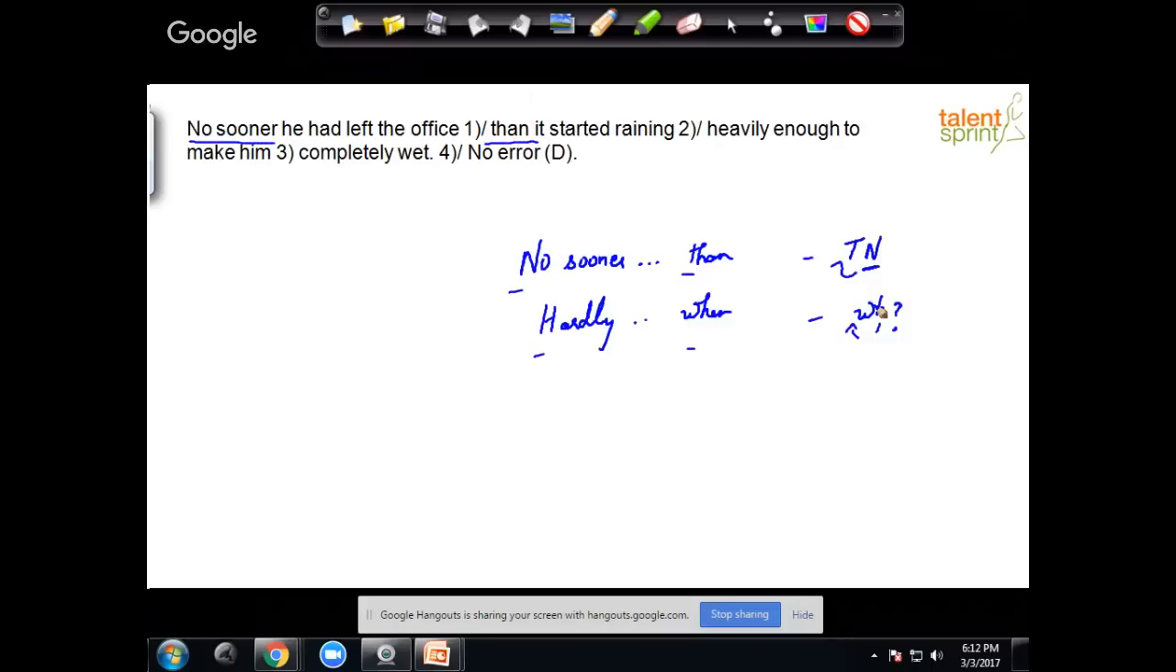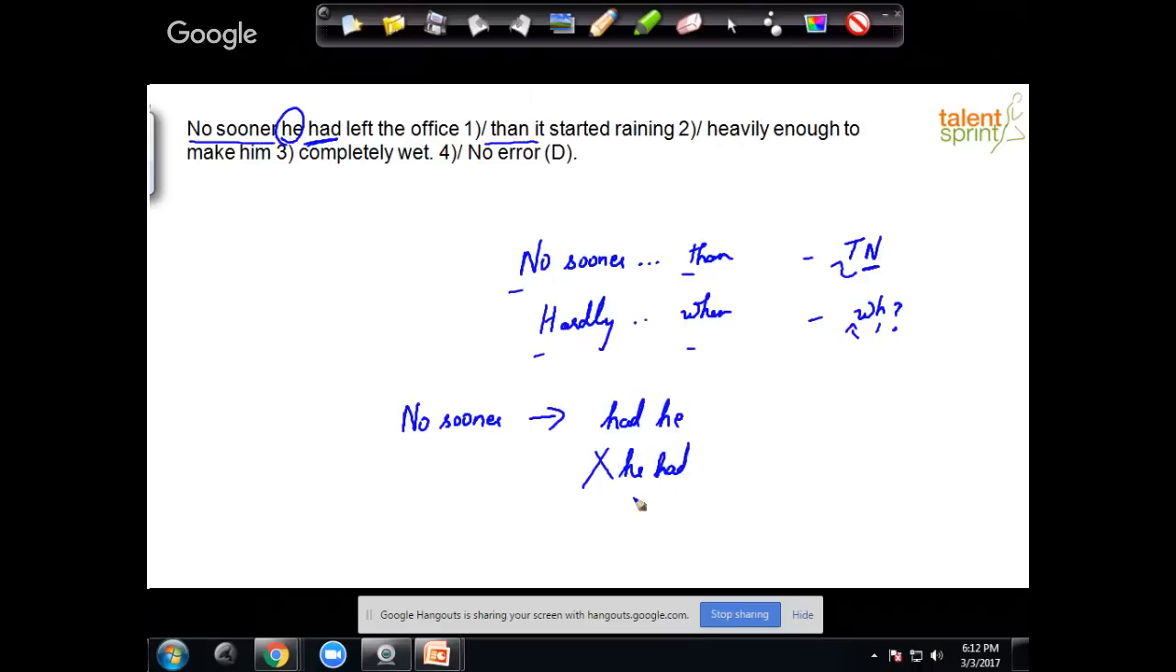Okay, time's up. The error actually is when you have sentences beginning with no sooner, right? What happens is this auxiliary verb had comes before the subject. Who's the subject here? He, right? He's our subject. Yes, Shubham, correct. So all you have to do is invert: had he instead of he had, right?